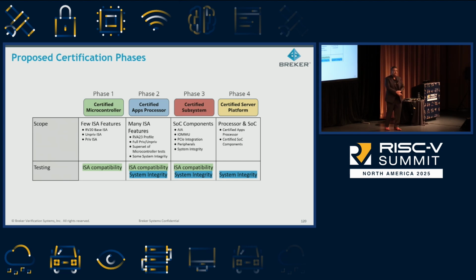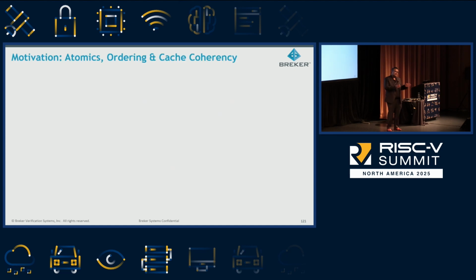So in the certification steering committee, when we talk about certification, we have these four phases in place, right? Microcontroller, apps processor, RVA23. But then we talk about phase 3 and phase 4, which is the SoC and the platform that the SoC is in, like, you know, consider a server platform.